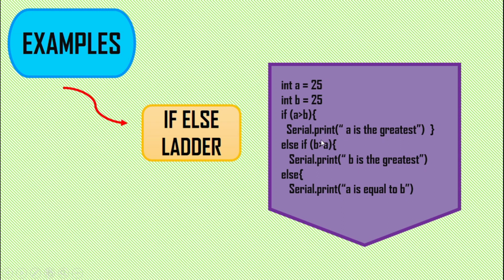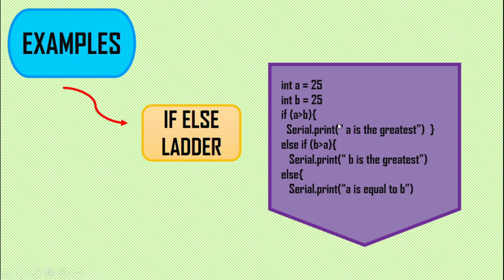Now as you can see that the first condition becomes false. A is not greater than B as they are equal. Second condition also becomes false as B is also not greater than A, but else as they are equal, the code under the else condition will be executed. A is equal to B.